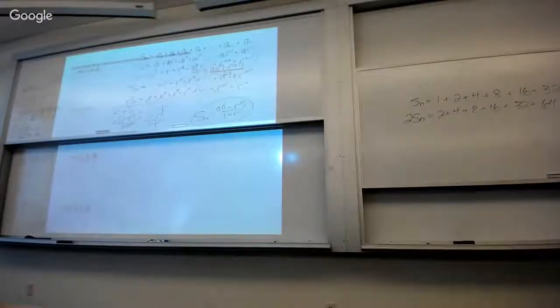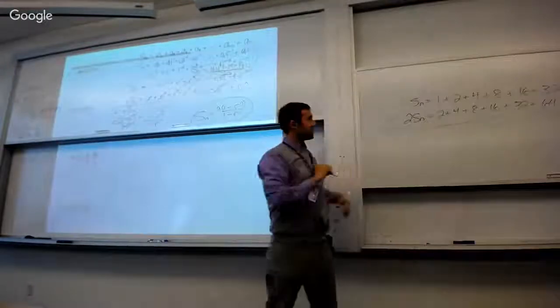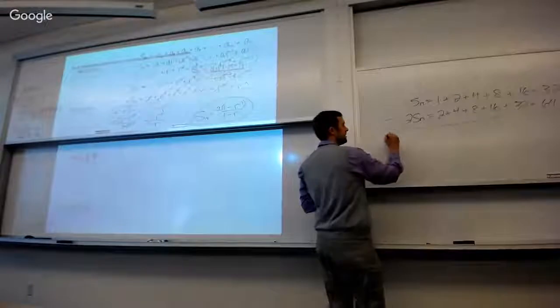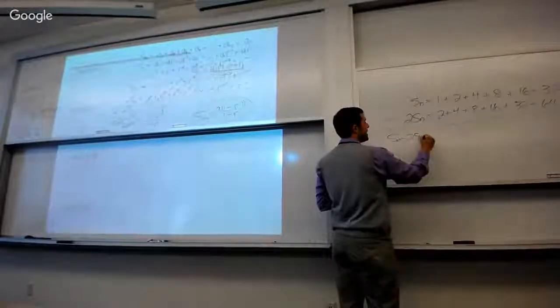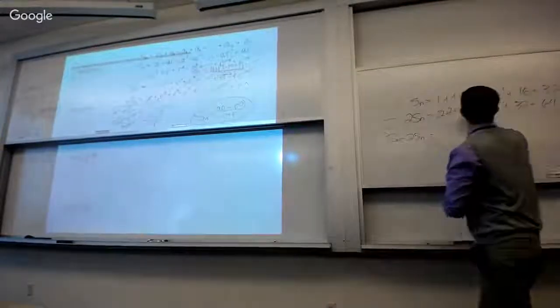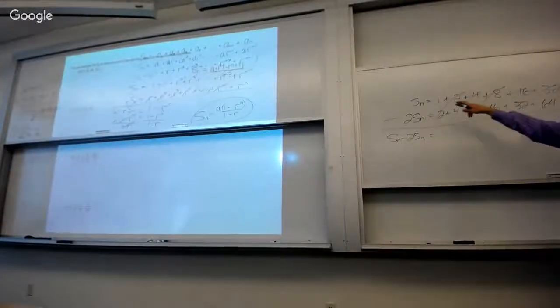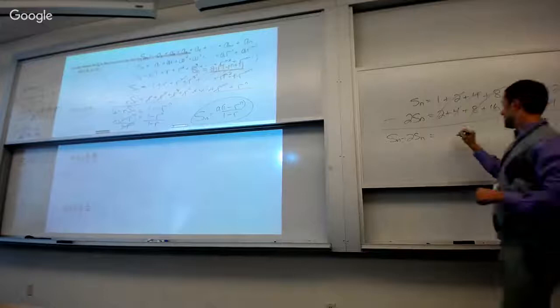I think with numbers, this would have been a little more clear. Because then now when I subtract these two formulas, what do I have? On the left, I can do s of n minus 2 s of n. And then on the right-hand side, again, we subtract the 2, the 4, the 8, the 16, the 32, the 64. All those cancel out. And I'm just left with 1 minus 128.